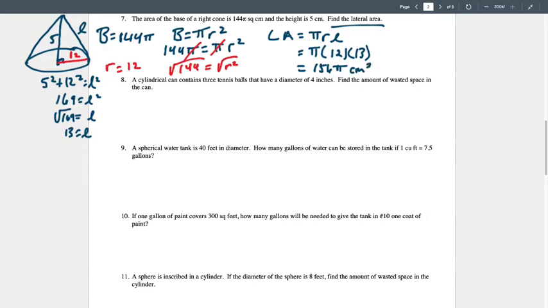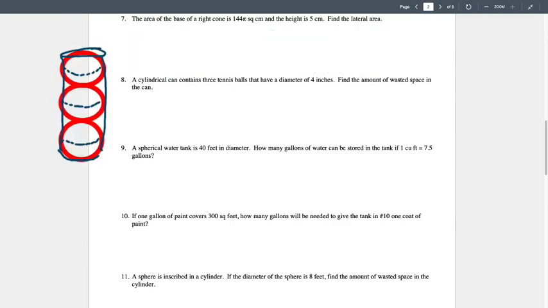All right, number 8. A cylindrical can contains tennis balls that have a diameter of 4 inches. Find the amount of wasted space in the can. I'm going to pause this so I can draw this better. Okay, this is about as good as it's going to get. We've got 3 tennis balls basically inside of this cylindrical can. The diameter for those is going to be 4 inches, which means that one radius is 2 inches right there. Find the amount of wasted space in the can.